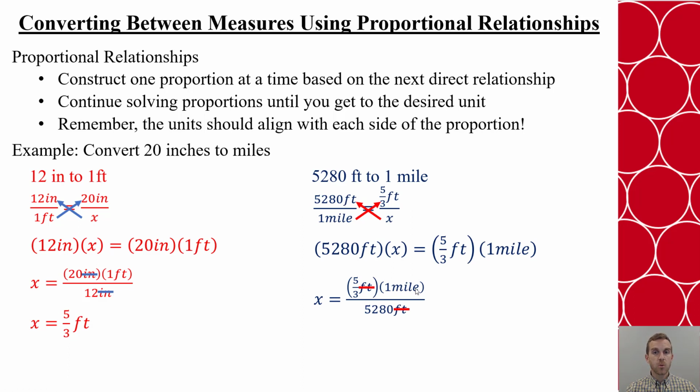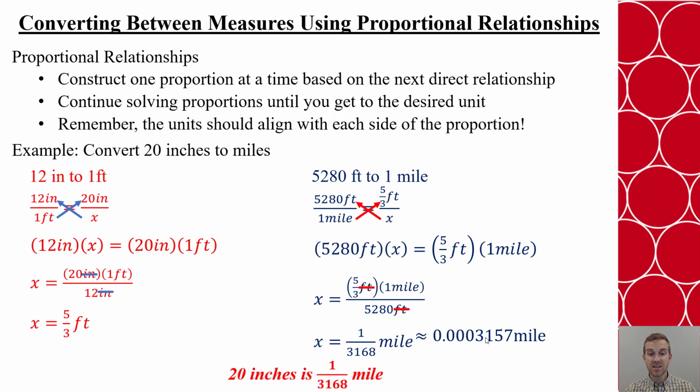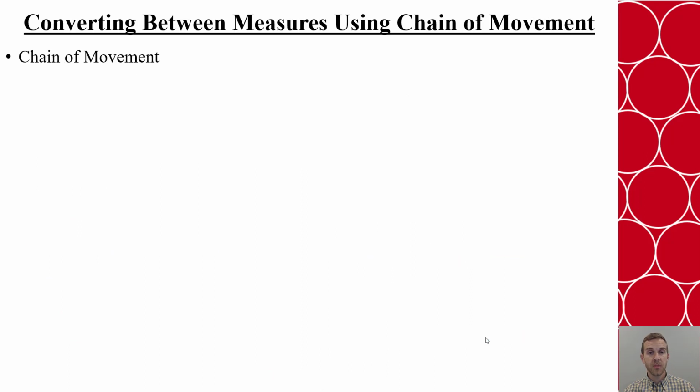So always write the units as you do this. That will leave me with 1/3,168 of a mile, which is approximately 0.0003157, and really goes on forever beyond that because it's a repeating decimal, but it's approximately that value. So we can say that 20 inches is equal to 1/3,168 of a mile.